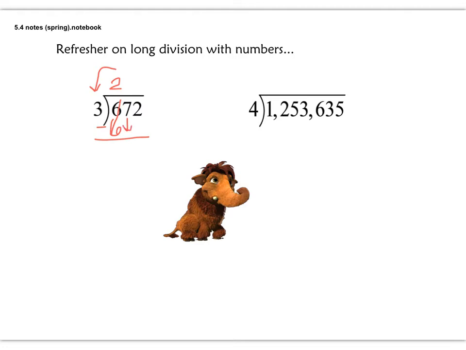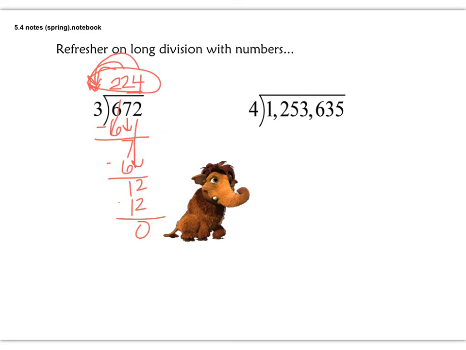And then we drop down the next part, and we start over. How many times does 3 go into 7? Well, 3 goes into 7 twice. And then we distribute. 3 times 2 is 6. Then we subtract. 7 minus 6 is 1. And then we bring down the next number, and we start over. The same process over and over. How many times does 3 go into 12? It goes in 4 times. And we distribute. 4 times 3 is 12. And subtract. And there is no remainder. So 672 divided by 3 is 224.